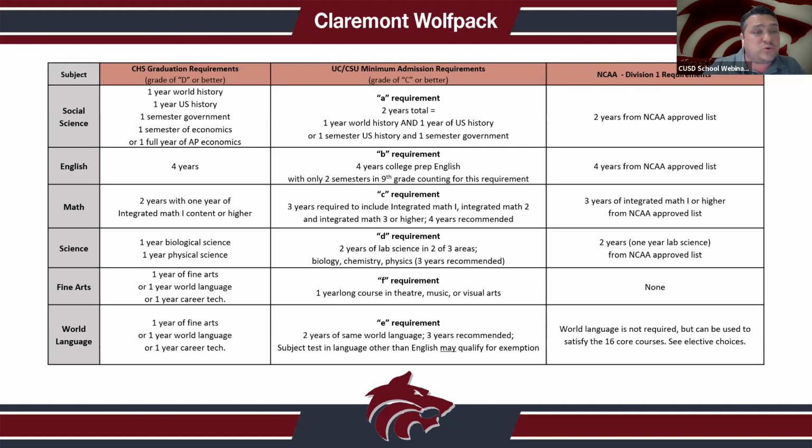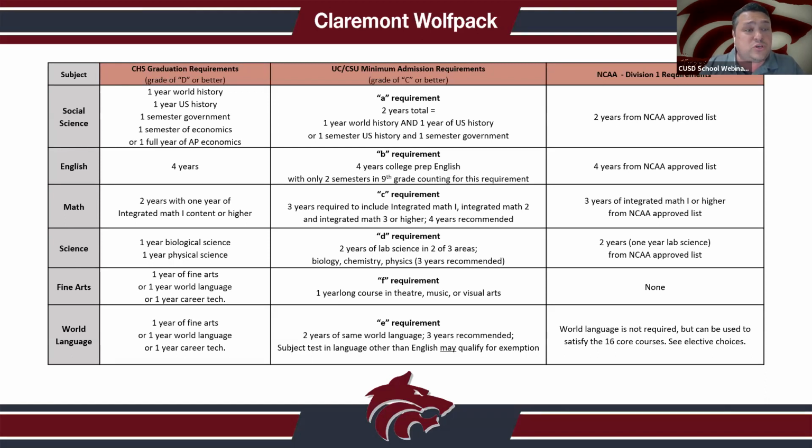In math, you need 2 years of math to graduate Claremont High School. One of those years must be integrated math 1 or higher. For colleges, you need 3 years of math, integrated math 1, integrated math 2, and integrated math 3, although 4 years are recommended. NCAA is the same, 3 years of math, including integrated math 1, 2, and 3.